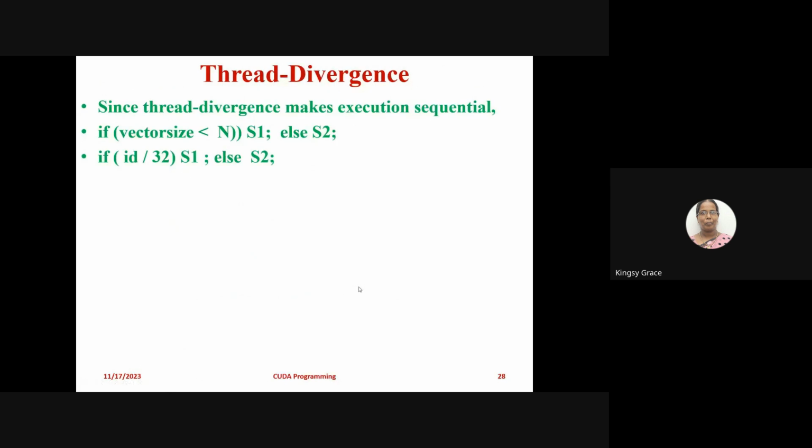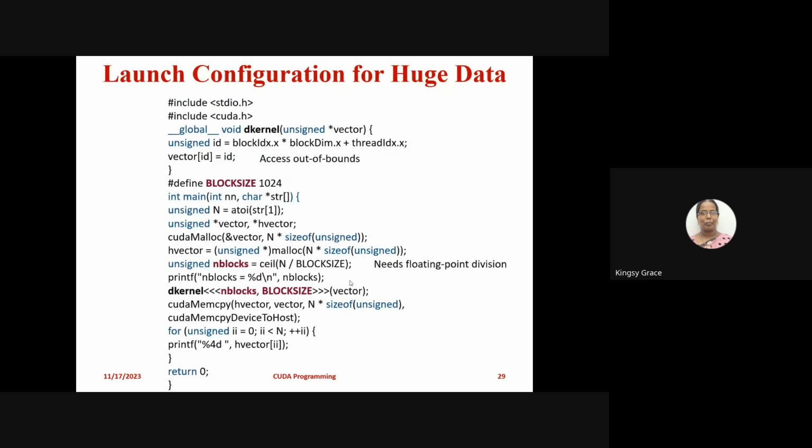What we have to do is remove the thread divergence. We have to minimize the conditions. If more conditions are there, you use some sort of threads and blocks to reduce the thread divergence. And while performing GPU programming for a huge amount of data, of course we have to use both blockIdx and threadIdx. In this program, they have used blockIdx and threadIdx.